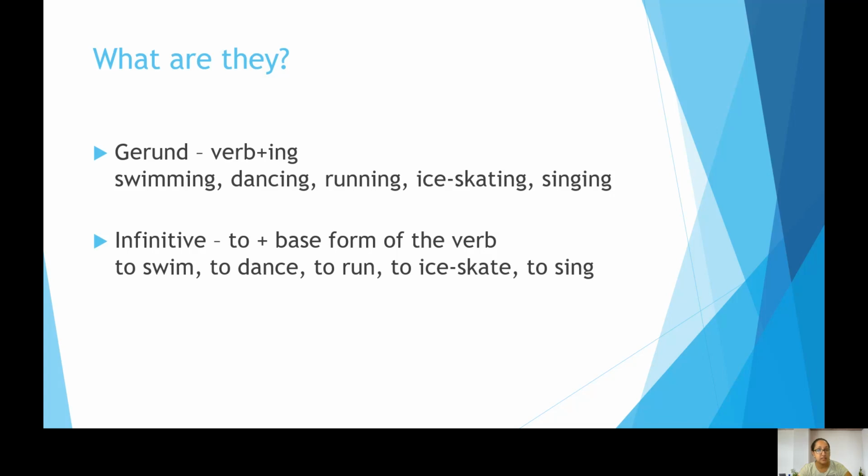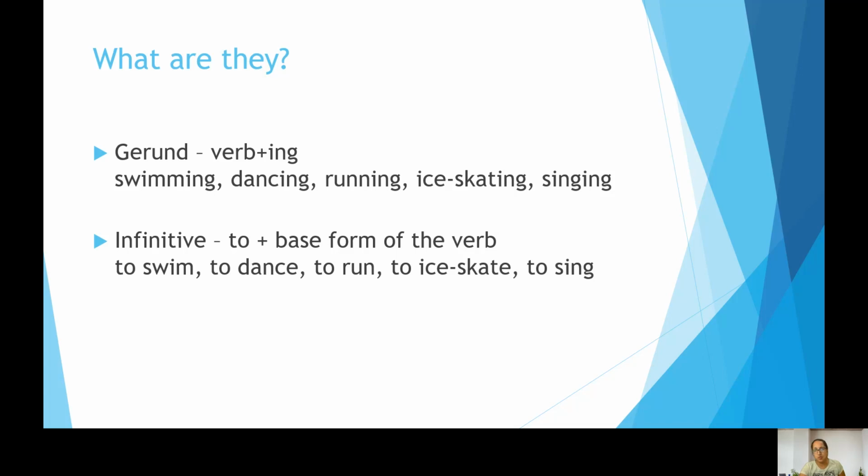A gerund is the verb with the ing form. For example, swimming, dancing, running, ice skating, singing. Whereas an infinitive is to plus the base form of the verb. For example, to swim, to dance, to run, to ice skate, to sing. So that's the form. That's what they look like.